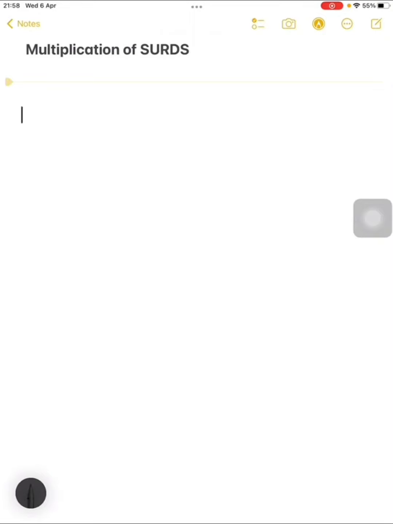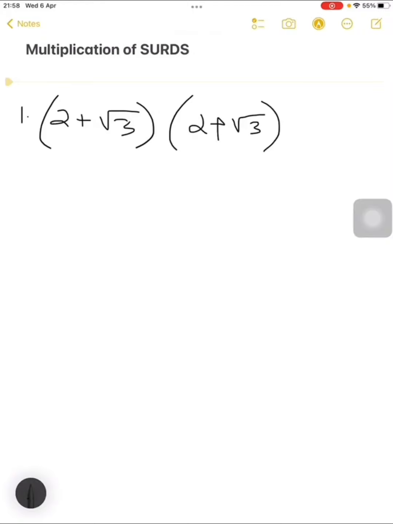So let's start with example number 1. We have 2 plus root 3 into 2 plus root 3. This is something which might be looking familiar to many of you.